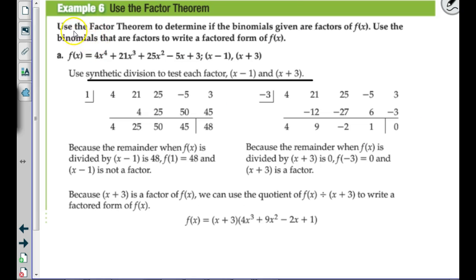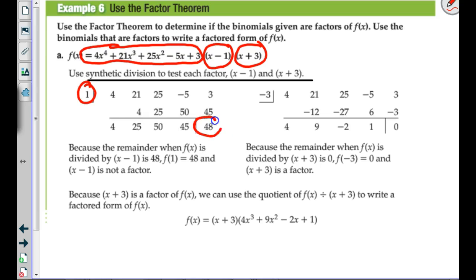All right. So this says use the factor theorem to determine if the binomials given are factors. So this particular one gives us an x minus 1 and an x plus 3, and it wants to know if these are factors. So the book comes up with this horrible polynomial. They say to figure out if x minus 1 is a factor, they put in a 1, did synthetic division. Did it work?